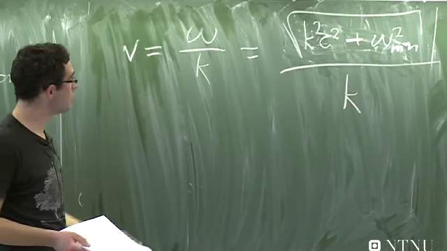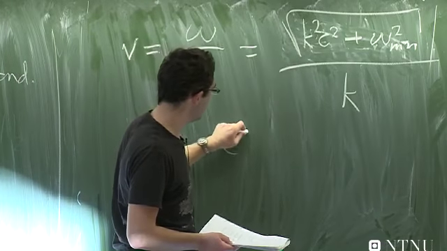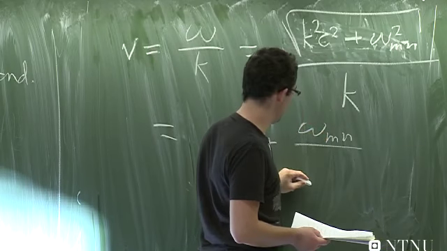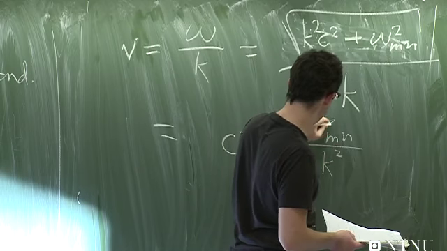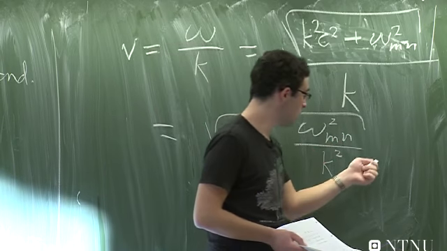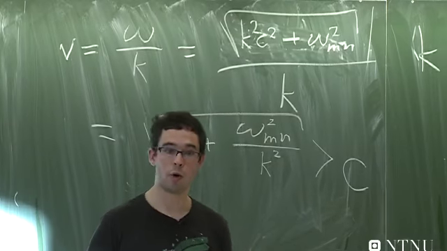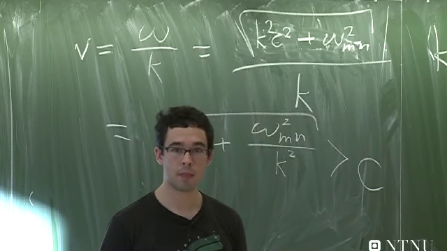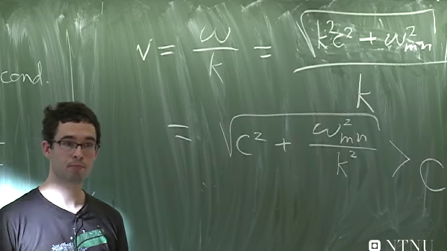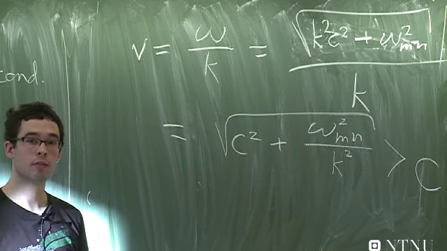This is the phase velocity. And if you look carefully now, if I divide by k inside here, I will get that you get c square plus omega mn over k square. And omega mn is positive, so my god, it's greater than the speed of light. And why is this okay? Because only the group velocity matters?